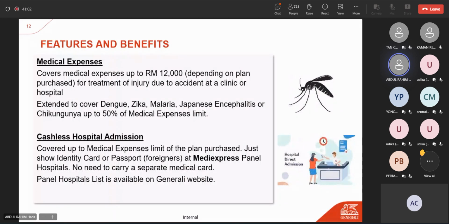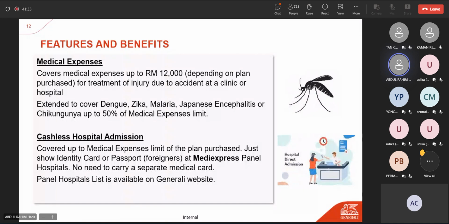Obviously, we require the IC number. This is extended to Medi Express, who will check when you call at the Medi Express panel hospitals. They will check with Medi Express whether this insured is covered under Smart PA Enhanced. That's why we do not give a separate medical card, because it is quite an effort to issue medical cards, and the insured may not be carrying the card all the time.